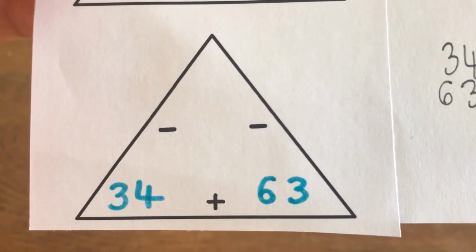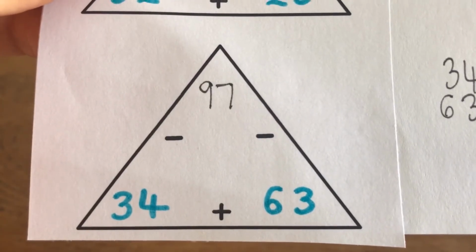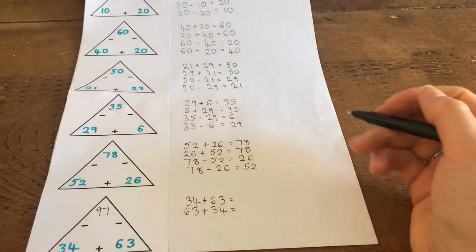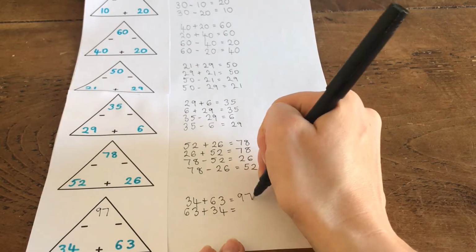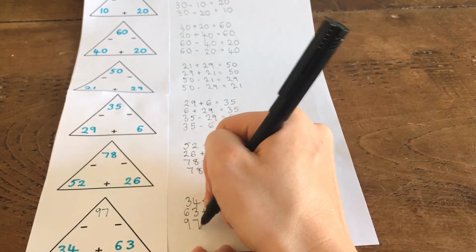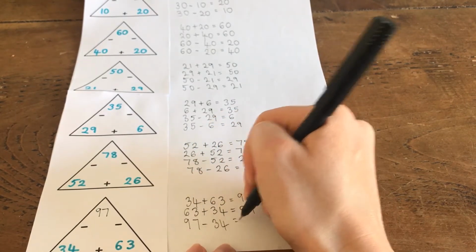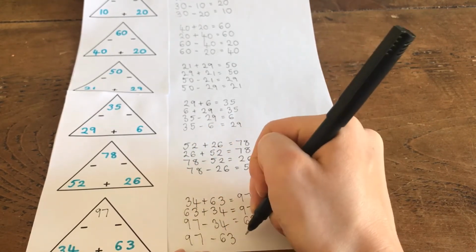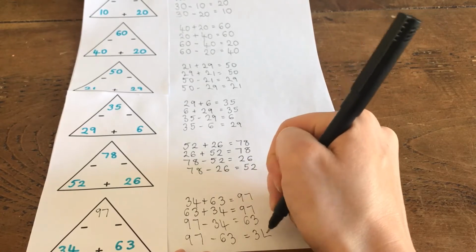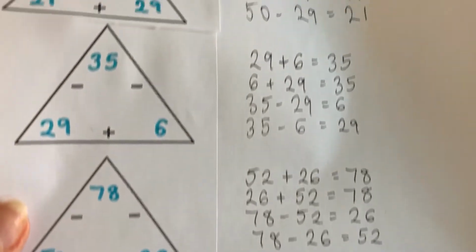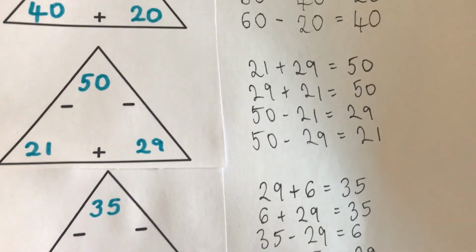And the total was 97. So the calculations we have got, we're going to have 34 and 63 equals 97. 63 and 34 equals 97. 97 take away 34 equals 63. And 97 take away 63 equals 34. How did you get on? Did you get them all right? Well done if you did.